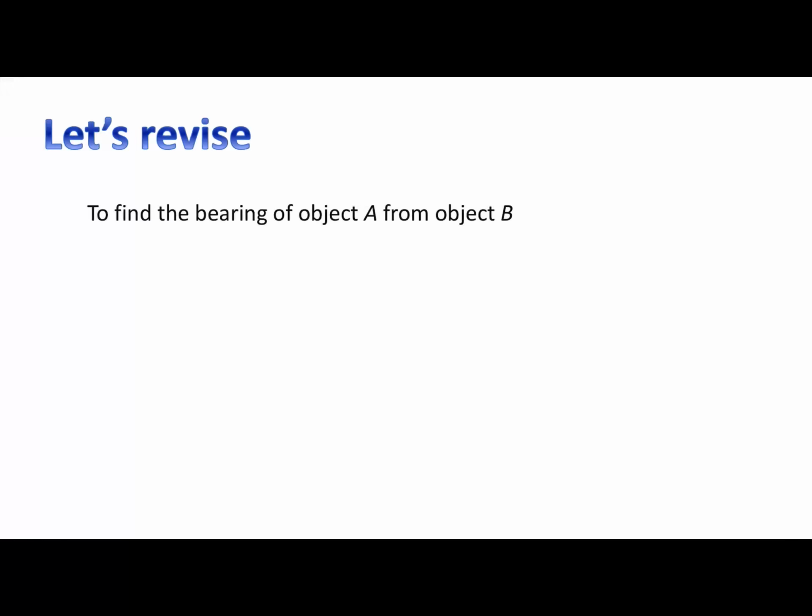If you want to find the bearing of object A from object B, okay, just like what you did in the previous videos, identify what is the object that is looking and the object that is being looked at. To find the bearing of, after that statement, that object is the object being looked at. To find the bearing from, after that statement, the object is the object which is looking.